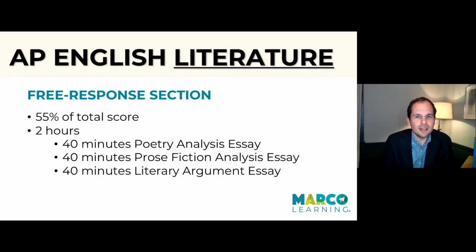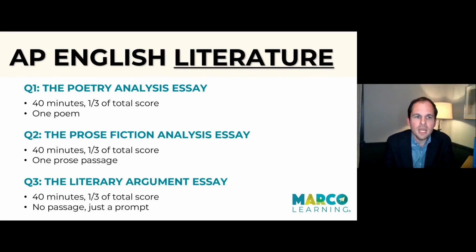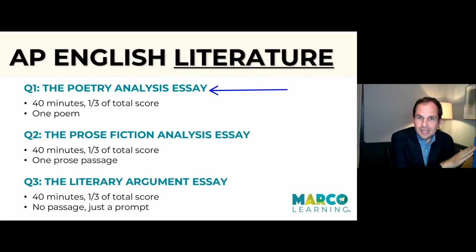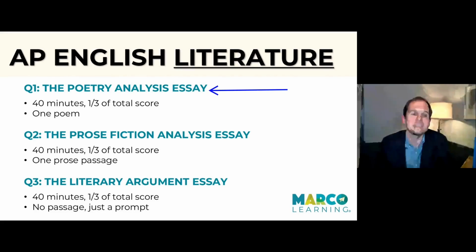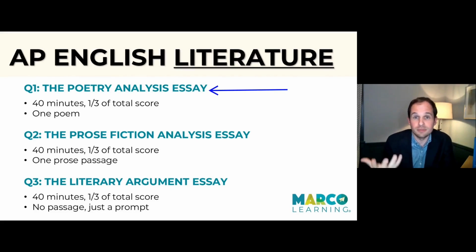So AP English Lit has no reading period of 15 minutes, but 3 essays in a row. And they're a little bit more straightforward, I think. So I'll just kind of quickly go through them. The poetry analysis essay gives you a poem. You got to analyze it. Just like question 2 of AP Lang, here's a passage, analyze it. That's what question 1 is, except you're analyzing a poem.